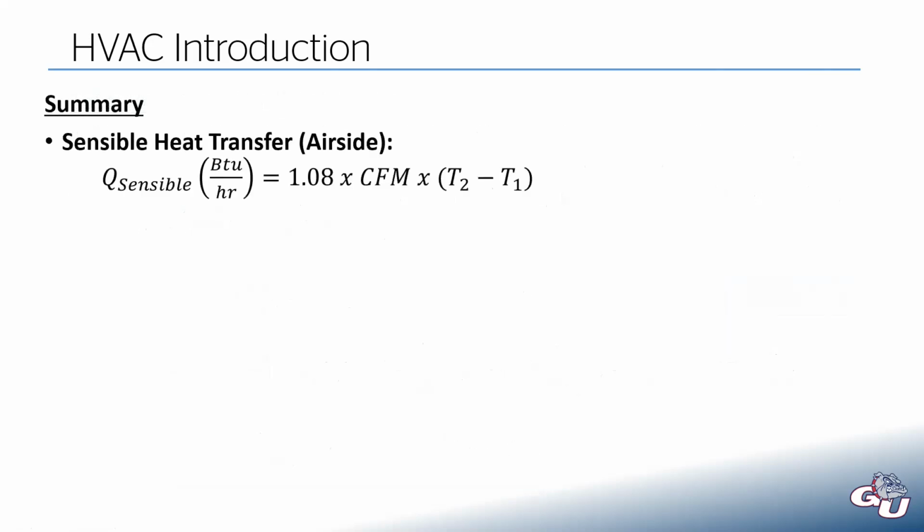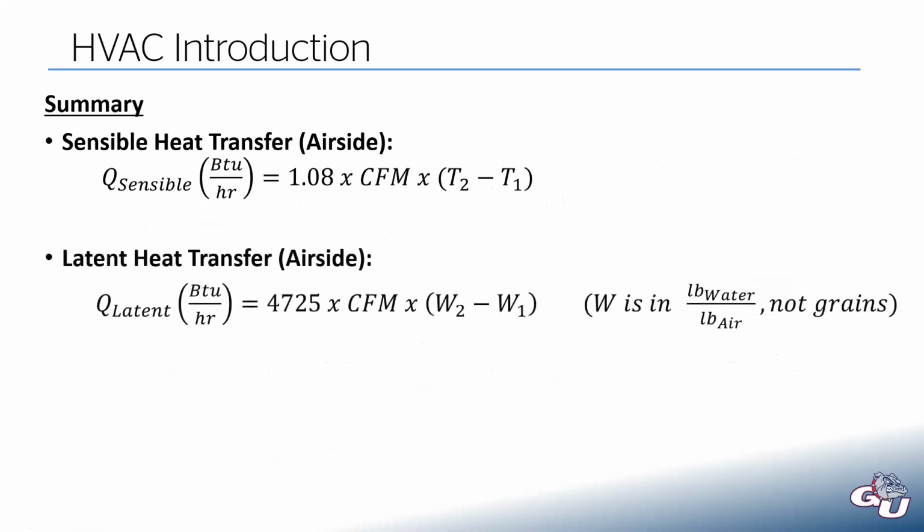To summarize, just to get these all on one page for you, for easy reference later. So we have our Q sensible equation. We have our latent heat transfer equation. And it's important to note, this equation is specific to W being in pounds of water per pounds of air. If you're using a psychrometric chart that is referring to things in grains, that requires a different equation. So the one I'm giving you is all about pounds for pounds.